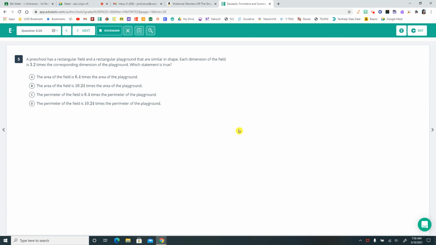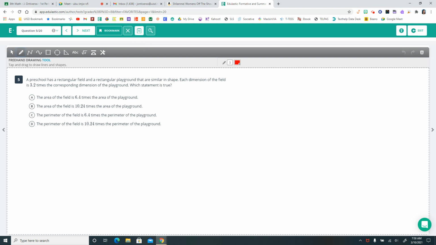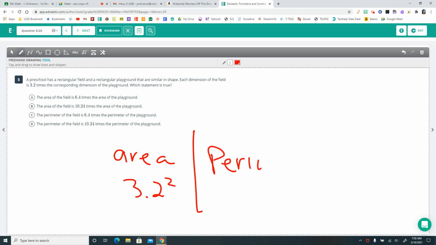On this one, it says a preschool has a rectangular field and a rectangular playground that are similar in shape. Each dimension of the field is 3.2 times. So notice that if it's talking about area, you need to square this amount. If it's talking about perimeter, it remains the same. Okay, so if 3.2 is not there, then you need to multiply 3.2 times 3.2, and that should give you the answer. And make sure that you match it with the area.